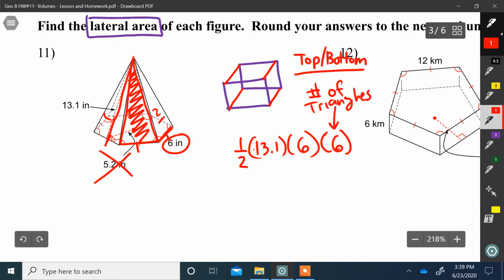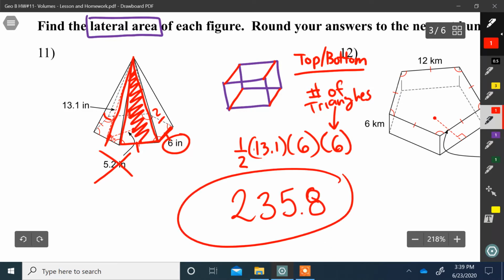Okay, when I multiply all that out, let's see what I get. I should get 235.8. So lateral area is actually easier than surface area because we're only interested in the sides, everything that is surrounding that. We don't care about the top or the bottom.